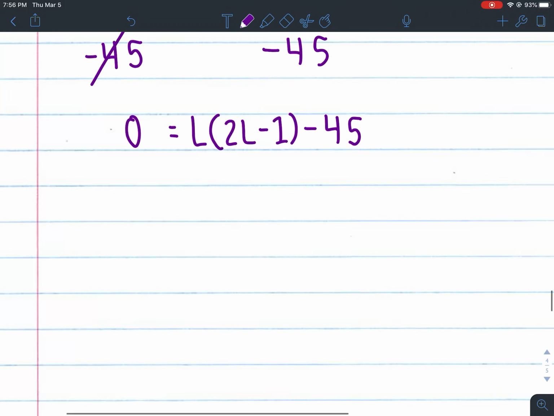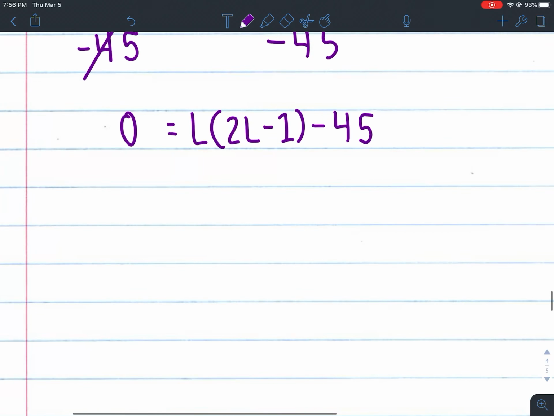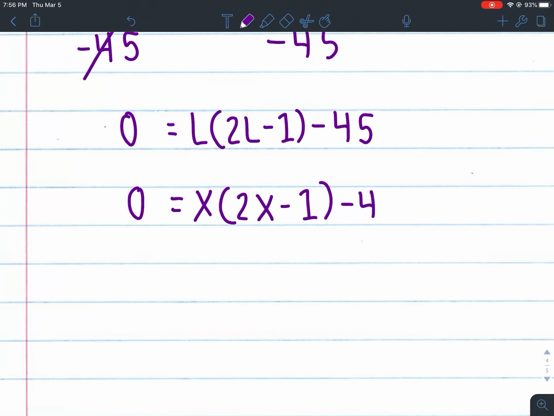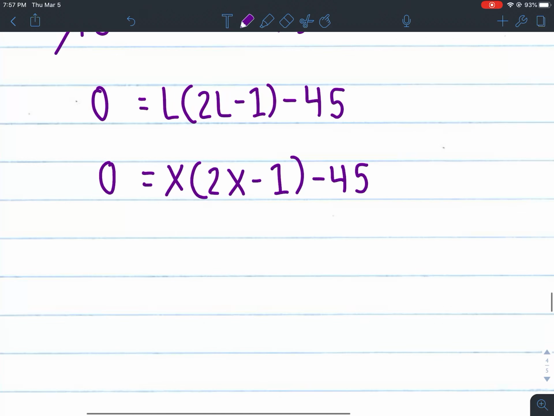Now I can type this in. So I want to type this in the calculator, but I can't type in L's. I can only type in X's. So I'm going to put it in a way that I can type it in my calculator. X, parentheses, 2X minus 1, minus 45. Now I can type this in my calculator.